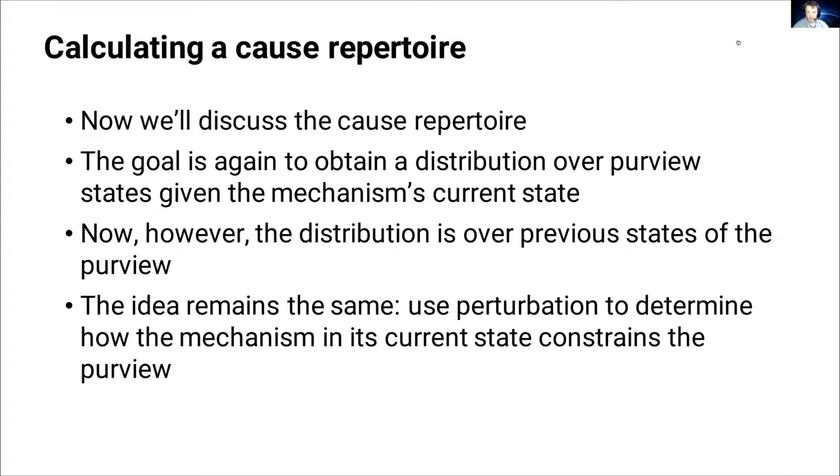Apologies. Yeah. I will just take people's silence as an understanding that we examined an effect repertoire, and we can do the same thing for a cause repertoire, which again is given some mechanism in some particular state. What does that say about the probability distribution of states that a purview, so a subset of elements of some system, were in at the previous time step before the time step that this mechanism is defined for.